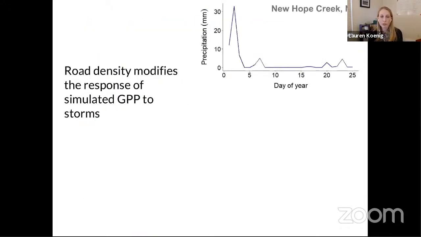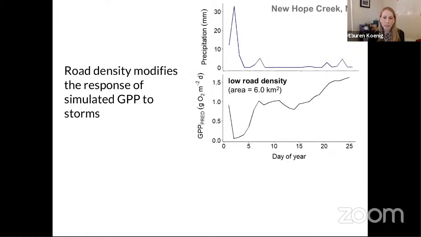And so when we apply this model, we see that road density modifies the response of simulated GPP to storms. So here I'm showing the precipitation regime over the course of 1 month. And in this example, we have a big precipitation event followed by several smaller events. And if we consider a few of our stream reaches in this watershed, one reach with low local road density does exhibit initial scouring with this storm, but is allowed to recover over the course of the month.